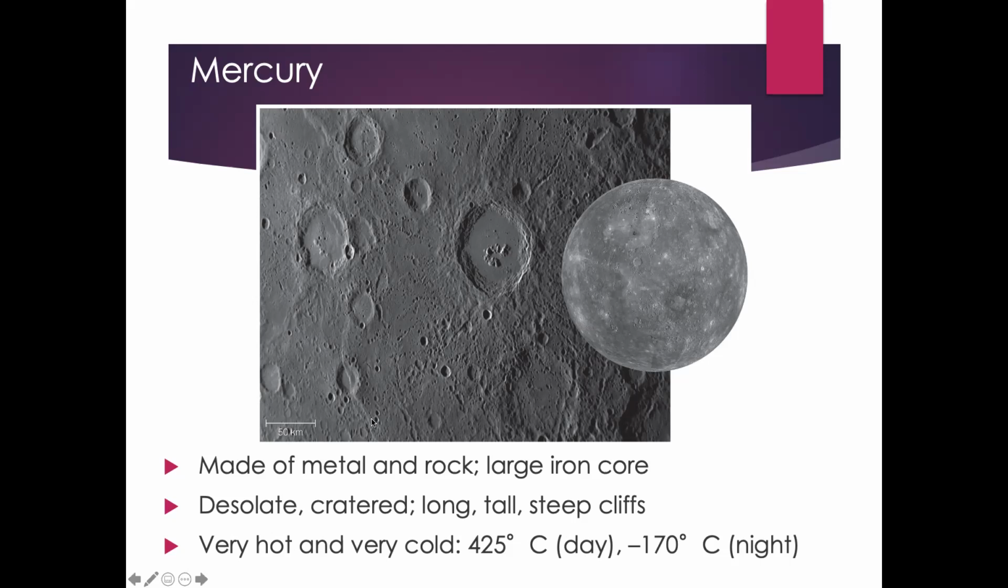If you can look in this picture here at the bottom left, you see how this crater has this light looking line cutting through it. That is a cliff called an escarpment. And we're going to look more at that later. And it's very extreme temperatures on Mercury. Right? So it goes from incredibly hot temperatures of 425 degrees Celsius to negative 170 degrees Celsius at night.